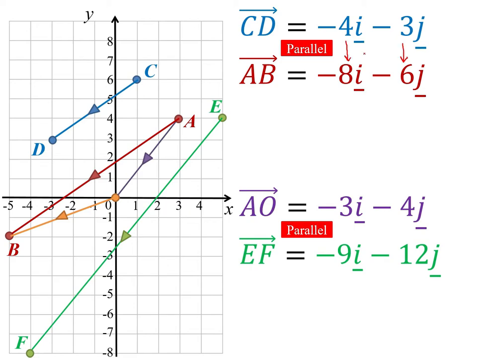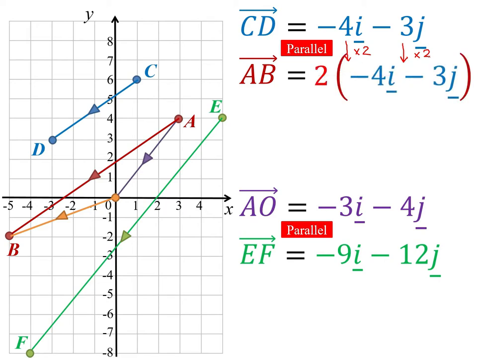So we can actually see the relation here because AB is longer, right? From negative 4 to negative 8, we times 2. From negative 3 to negative 6, we times 2 also, right? Can you see the ratio between them? From here we can make the conclusion that AB is actually 2 times CD, which is negative 4i minus 3j. Do you see that?